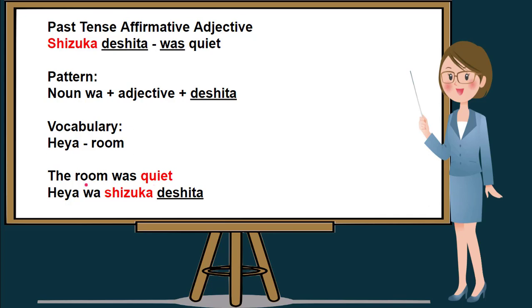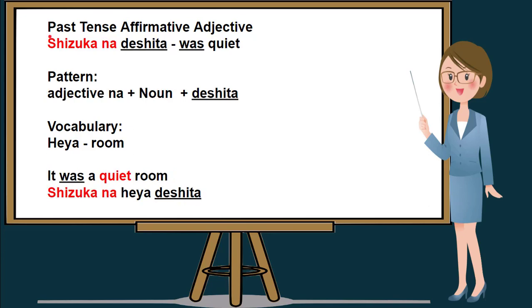The room, which is heya, should be written in the beginning of the sentence, followed by wa, followed by Shizuka, which is an adjective, and followed by the past tense was, which is deshita. The room was quiet in Nihongo is Heya wa Shizuka deshita. I'll repeat, the room was quiet is Heya wa Shizuka deshita.